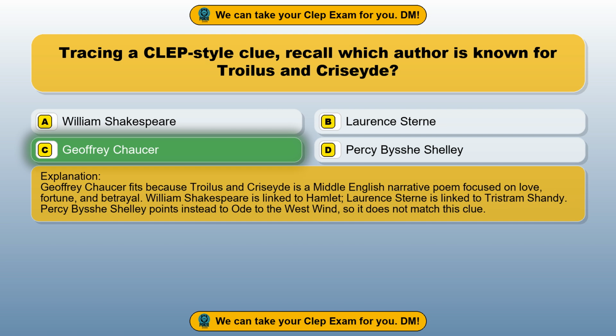Geoffrey Chaucer fits because Troilus and Cressida is a Middle English narrative poem focused on love, fortune, and betrayal. William Shakespeare is linked to Hamlet, Lawrence Sterne is linked to Tristram Shandy. Percy Bysshe Shelley points instead to Ode to the West Wind, so it does not match this clue.